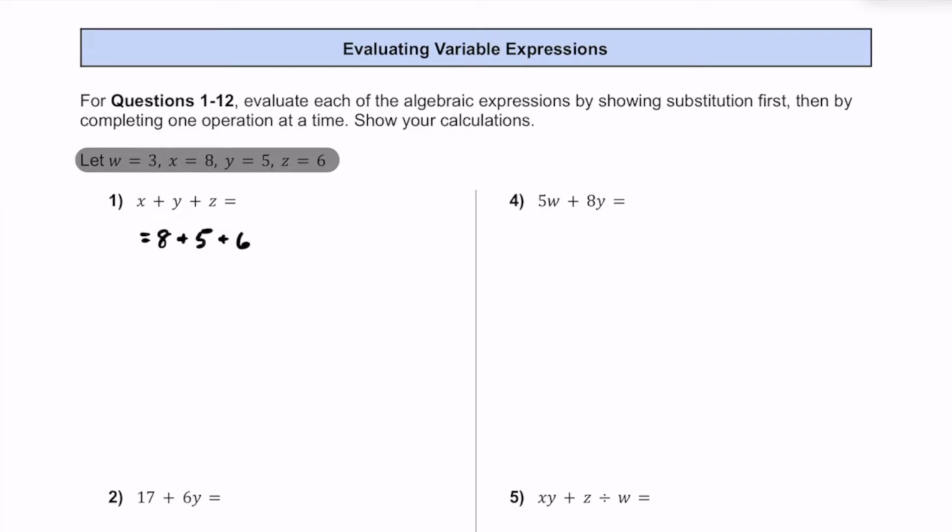All right. Now just go ahead and use our order of operations here. We have all additions, so we're going to go left to right. 8 plus 5 is going to be 13. So we have 13 plus 6. And then 13 plus 6 here is going to be 19. So 19 is going to be the value of this expression, given that these values of x, y, and z are 8, 5, and 6.